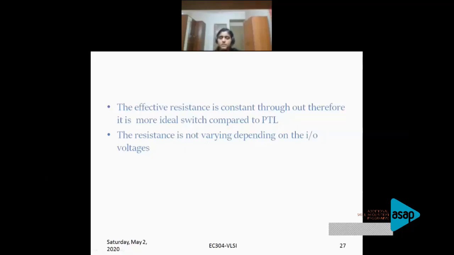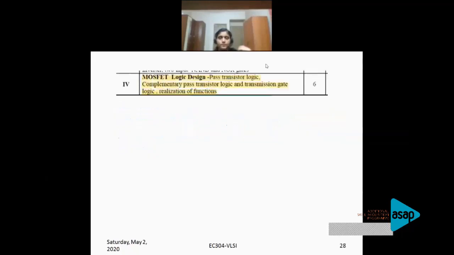So that concludes the DC analysis part of your transmission gate. Thereby, with that, your module 4 of VLSI is also over. The analysis of transmission gate is also over. That means so far what we have seen in module 4, according to your syllabus, is pass transistor logic, complementary pass transistor logic, transmission gate, and realization of logic function. So these are what you have in your fourth module. It is actually a very small module and a very easy one compared to all other modules.